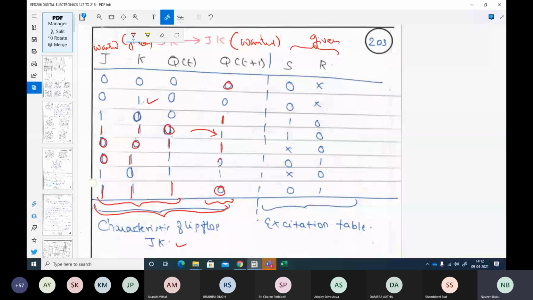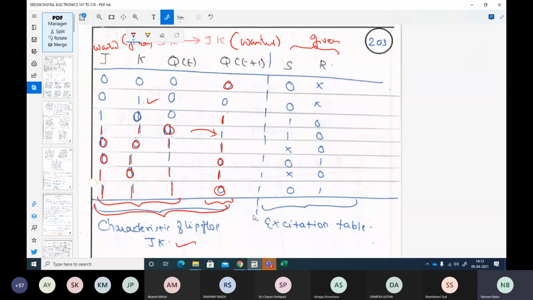It will clear your next state. When J is 1 and K is 0, despite your present state, it will just set your Q(t+1) equal to 1. So now you have filled up your characteristic table. If you have any doubt, please stop me. Is this okay? Okay, now you have filled up the first four columns of the characteristic table of a JK flip-flop.